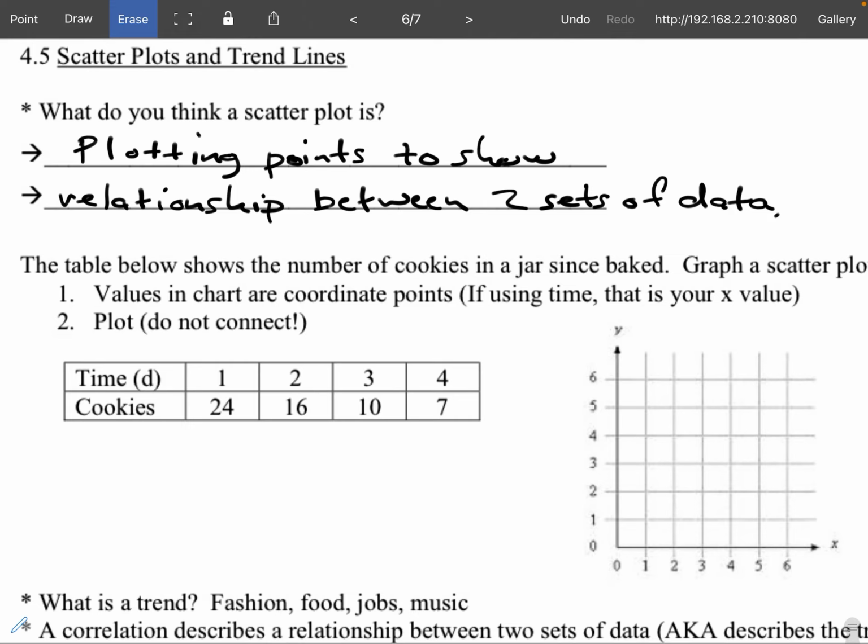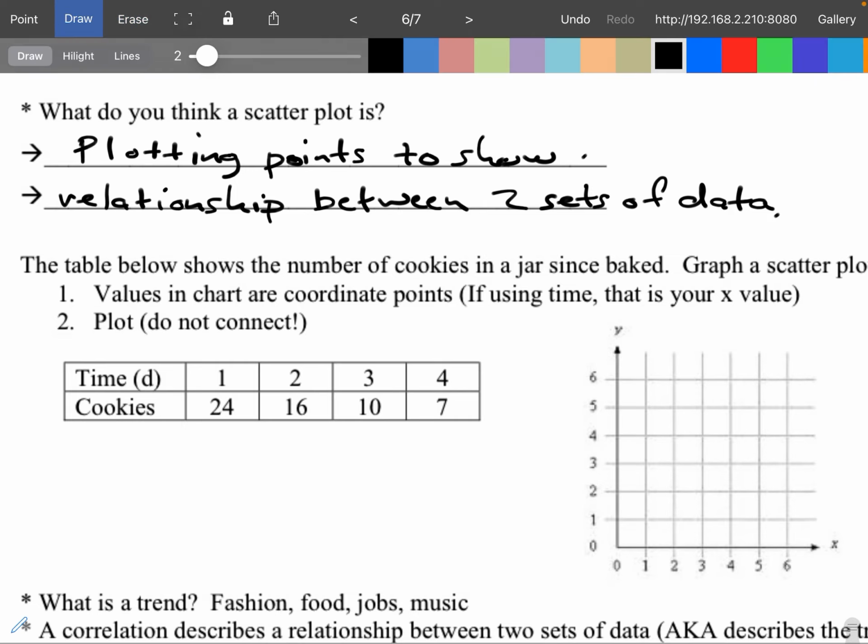Hold on one second. Ethan, what do you need? Yeah, that was supposed to be an A right there.